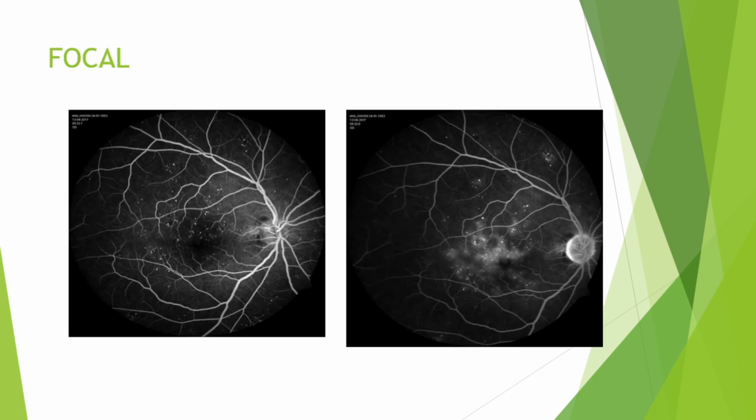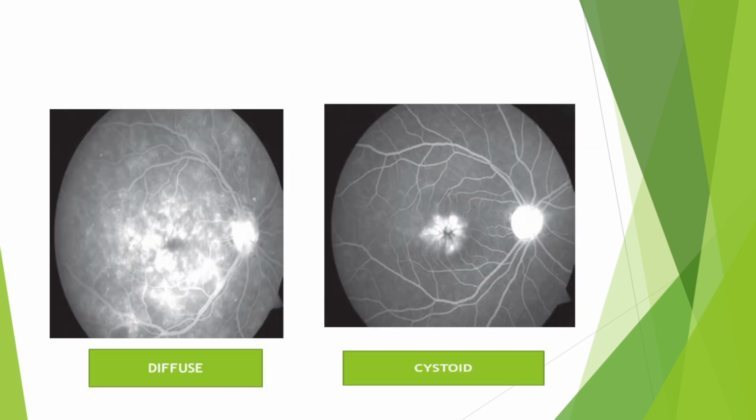So this is an FFA image showing focal leak. As we already said, we can see that most of the leakage is contributed by the microaneurysms. This is an image showing diffuse leak where we are not able to see the microaneurysm causing leakage. In this image, a late phase FFA, we can see a petalloid appearance at the macula, suggestive of CME.